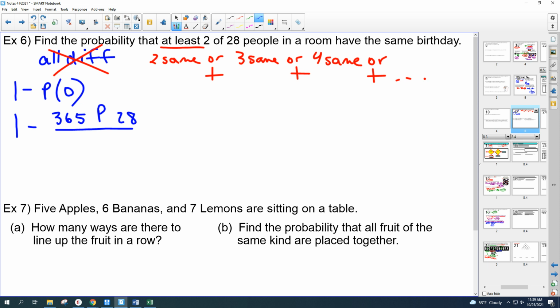So basically, what happens is 365, 365, 365, 365, 365. It's 365 to the 28th power. These are really big numbers. Your calculator might not be able to handle it. But that's going to give me the answer. This is how many ways of making 28 different birthdays. And 1 minus that is going to give me 2 same or 3 same or 4 same.